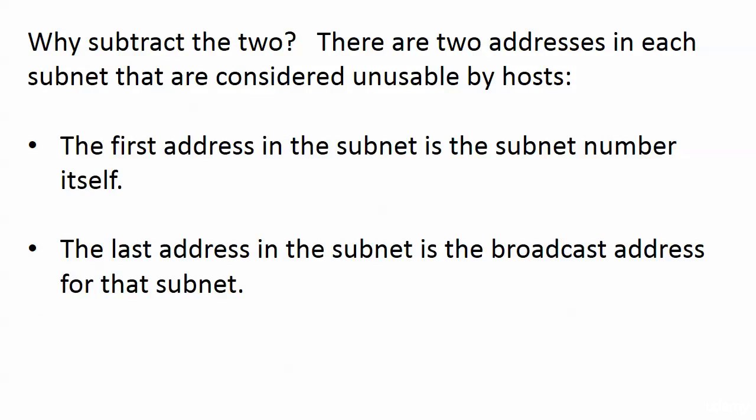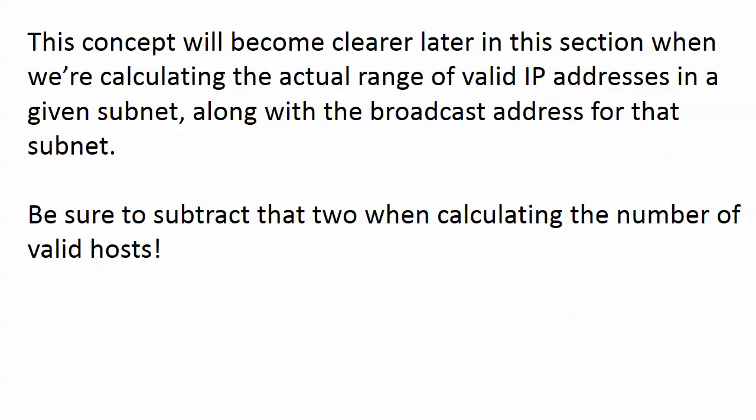Now, I know I've told you the broadcast address is 255.255.255.255, but that is an overall broadcast address. Every subnet has a broadcast address of its own, and that is the last address in the subnet. So the first and the last addresses in any given subnet should not be used by hosts.